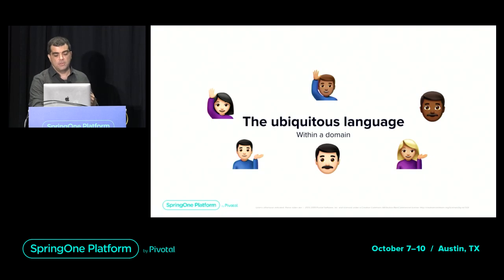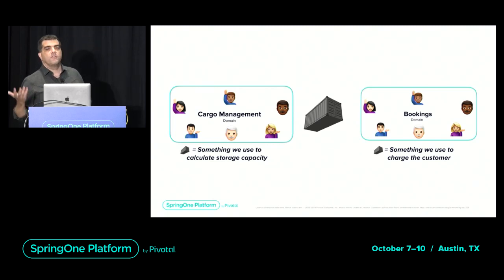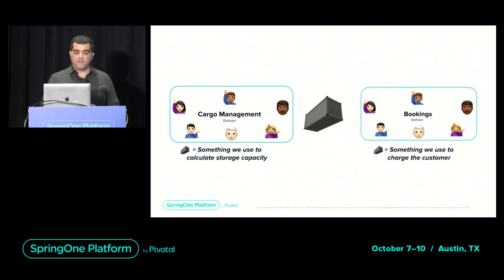So for example, back to our shipping application. If you're talking about a real-world container, like an actual shipping container, well, in the cargo management context, we're going to talk about something that we use to calculate storage capacity. But in the context of a bookings domain, it might be something that we use to charge our customer. So that's the ubiquitous language within the bounds of the domain.